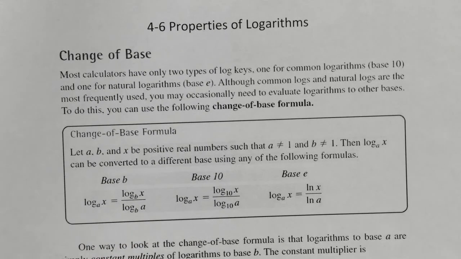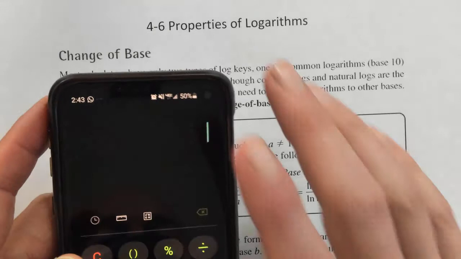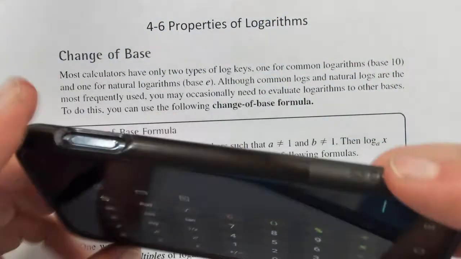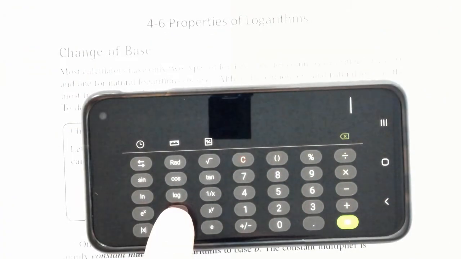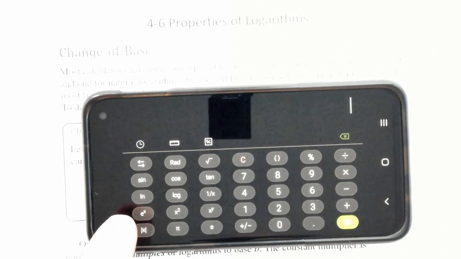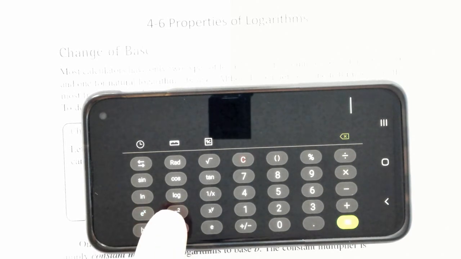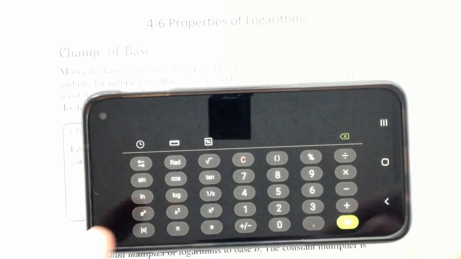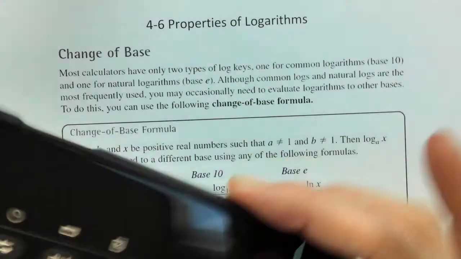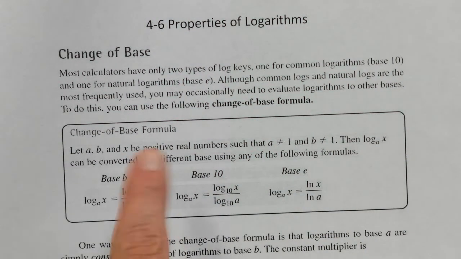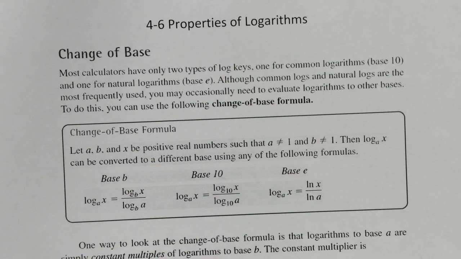And on the calculator that's typically on your phone, if you look at that, okay, you've got a log, but that's base 10, and you've got a natural log. So there would be no way to evaluate in the calculator like log base 2 of something, right? Okay? Unless you change the base. Now, how does the change of base formula work? Okay, it'll look like this.